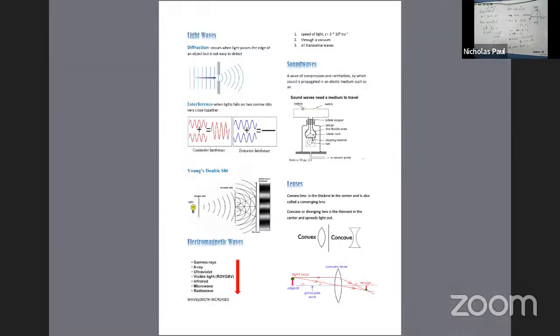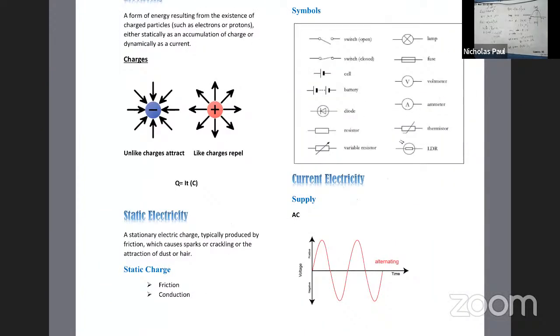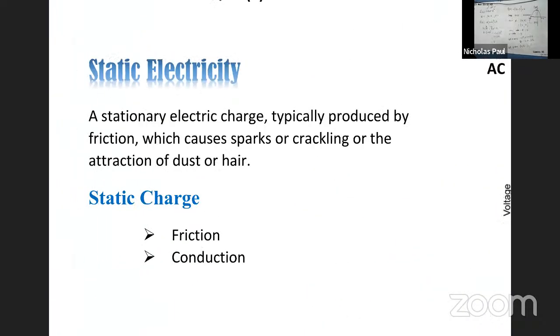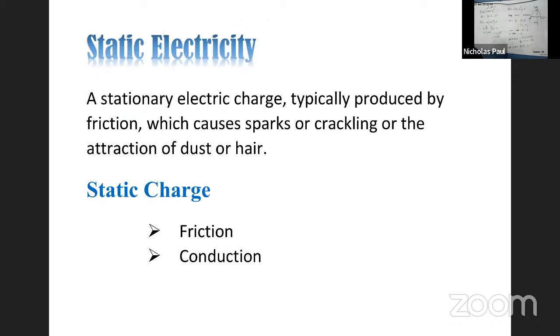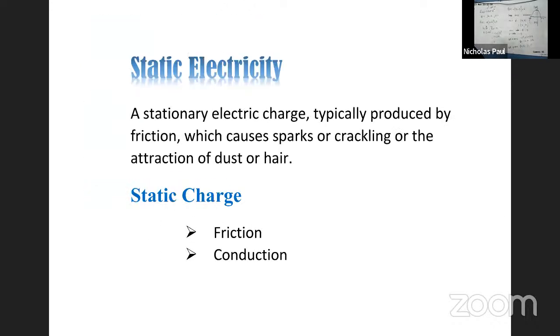Static electricity is stationary electric charge typically produced by friction, which causes spark, crackling or the attraction of dust or air. Right? So we can obtain a static charge two ways, by friction or by induction.